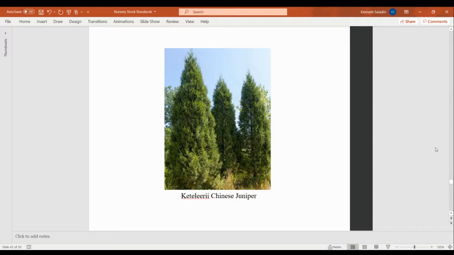So in order to grade a plant, it's interesting, you really have to be able to identify what that particular plant is. If you don't know the species or cultivar that you're grading, then you may not be able to assign it to the correct grade because you won't be sure which is the correct table to use.